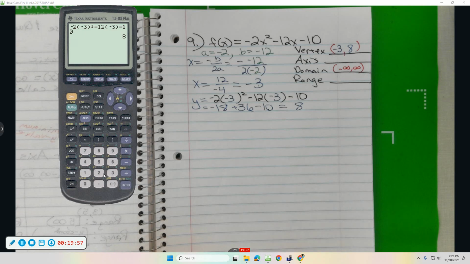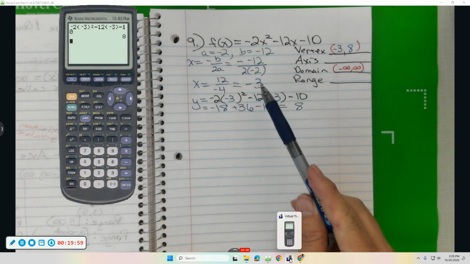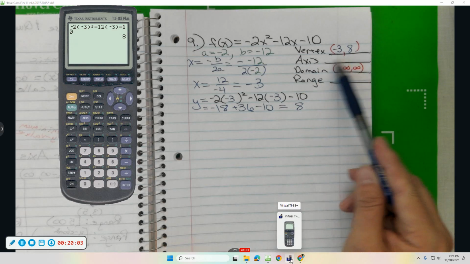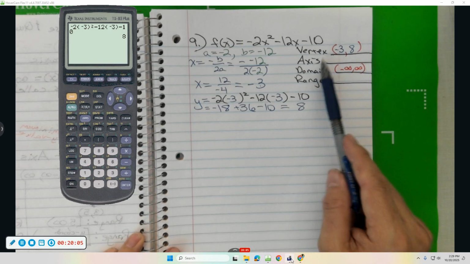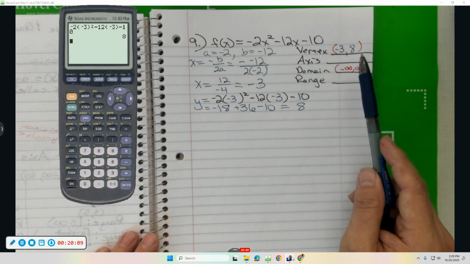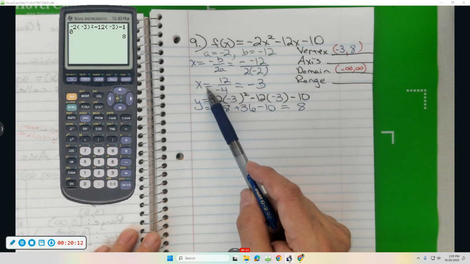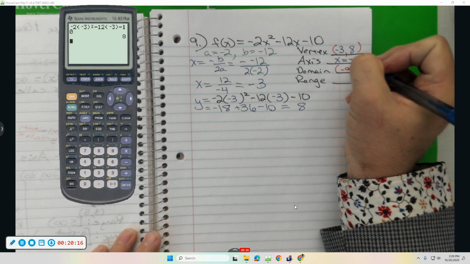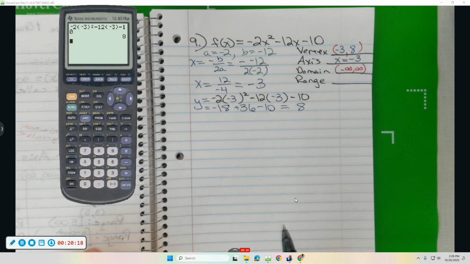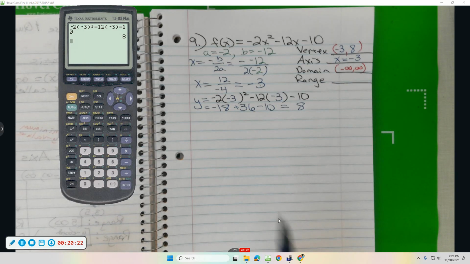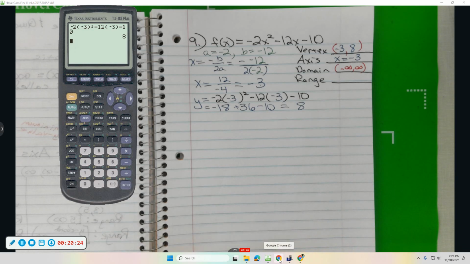Now, by the way, when you use this vertex formula, you're also determining the axis equation. The axis is a vertical line. Vertical lines have equations x equals, so it's x equals -3. And you have to write that as an equation. You can't just say -3. You have to write the axis in the form x equals -3.